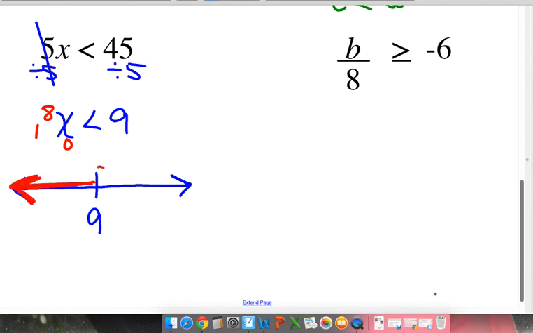I know I need to put a circle on the 9. Do I shade it in? No, I do not. Because it is not less than or equal to, it's just less than. Good, so now we've also reviewed graphing.